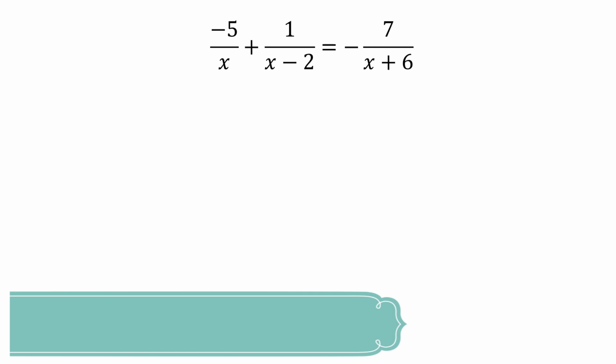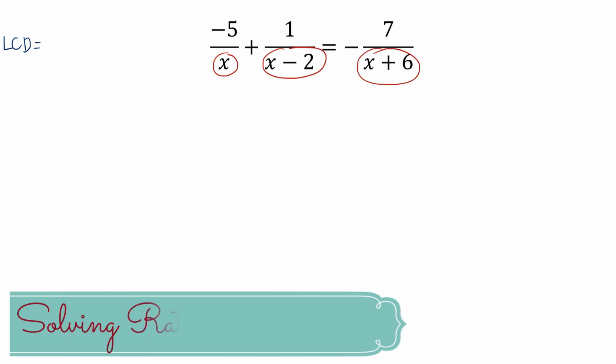Next example, we have negative 5 over x plus 1 over x minus 2 equals negative 7 over x plus 6. Again, first step is to look for the LCD. So look at the denominators. The denominators are x, x minus 2, and x plus 6. Again, they are non-factorable anymore. So for the LCD, we will just simply multiply all these 3 denominators.